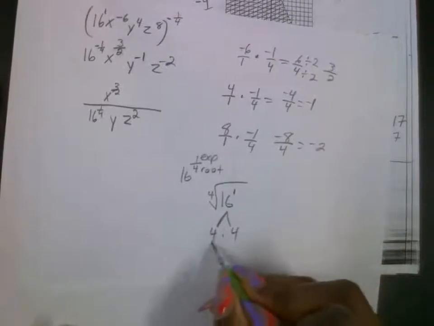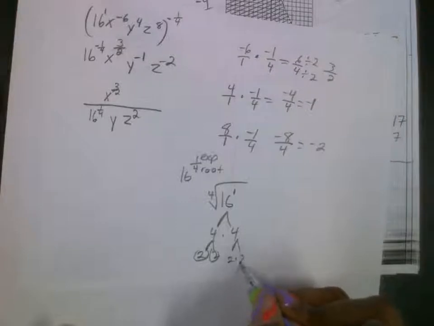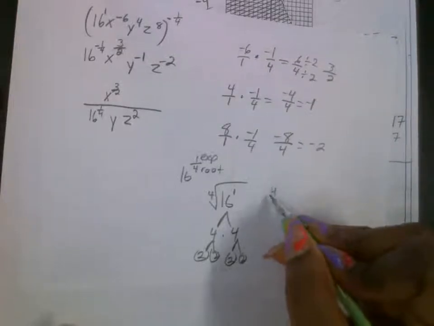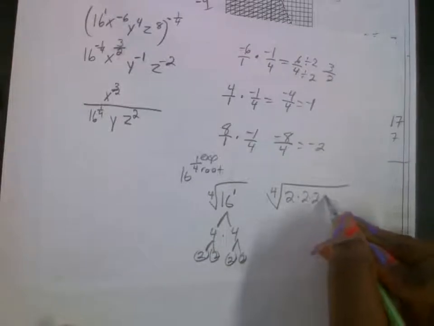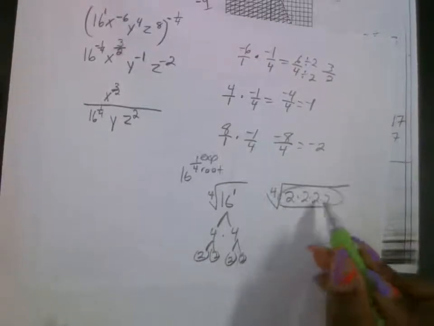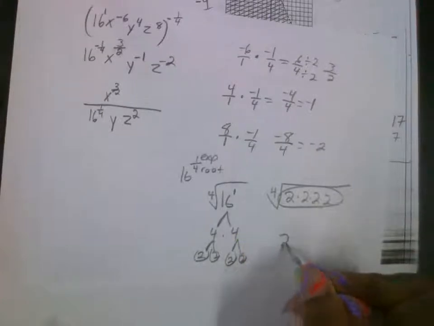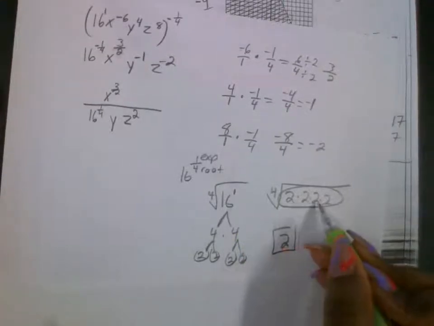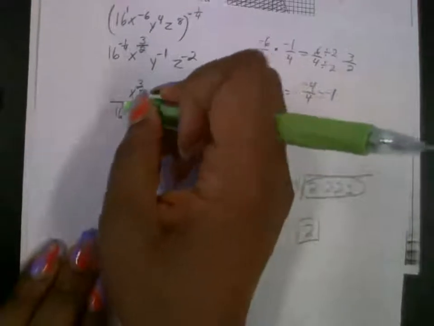So you break this down. This is 4 times 4, and this is 2 times 2 times 2 times 2. And it's the 4th root, so you're looking for numbers that repeat 4 times. 2 times 2 times 2 times 2. It repeats 4 times. So the 4th root of 16 is actually 2, because 2 times 2 times 2 times 2 is actually 16. So the answer there is 2. So we're going to replace this with 2.